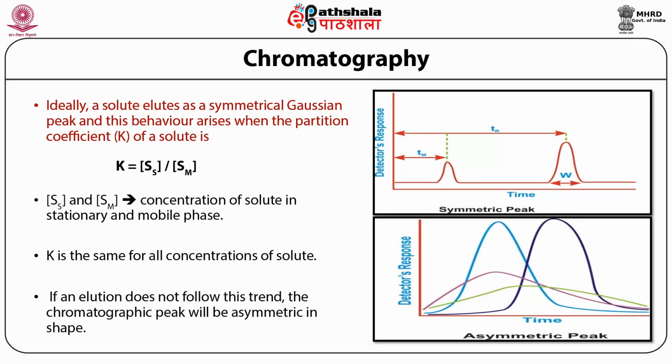Ideally, a solute elutes as a symmetrical Gaussian peak, and this behavior arises when the partition coefficient K of a solute is represented as the concentration of solute in stationary and mobile phase. K is equal to SS divided by SM, where SS and SM are the concentration of solute in stationary and mobile phase respectively, and K is the same for all concentrations of the solute. If an elution does not follow this trend, then the chromatographic peak will be asymmetric in shape.